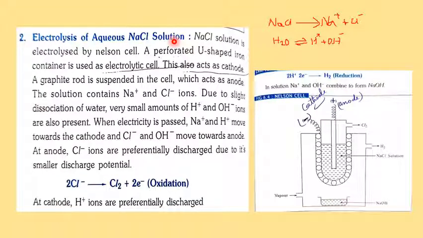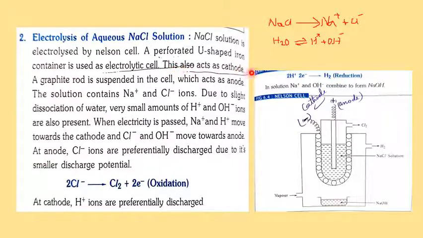Okay, electrolysis of fused NaCl. At anode, Cl2 is formed. Next, at cathode, Na is formed. In the electrolysis of aqueous NaCl solution, the same Cl2 is formed at anode, but H2 is formed at the cathode. This is the difference between the electrolysis of fused NaCl and aqueous NaCl solution.